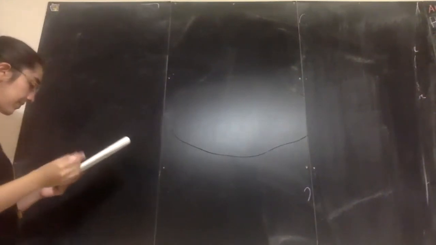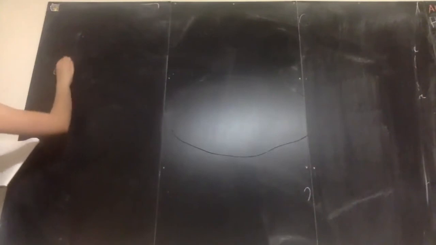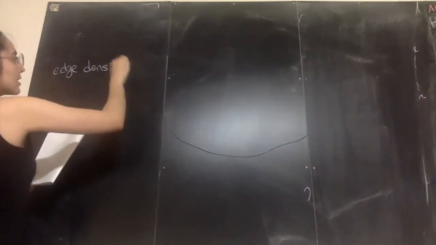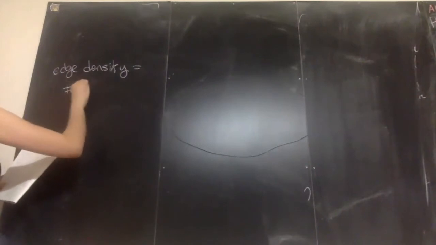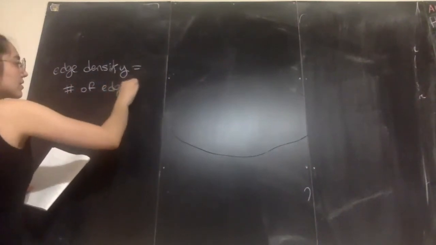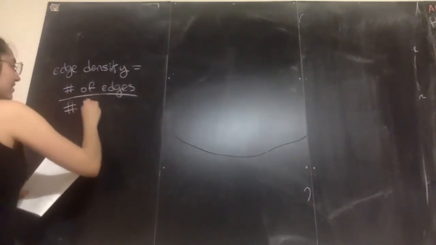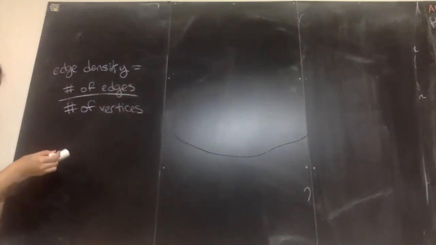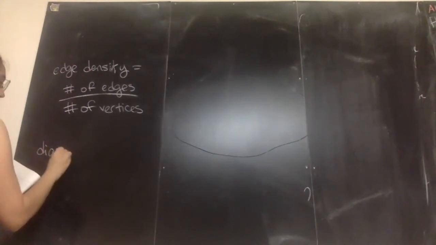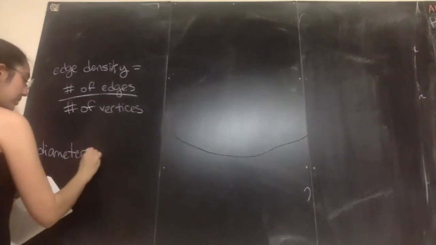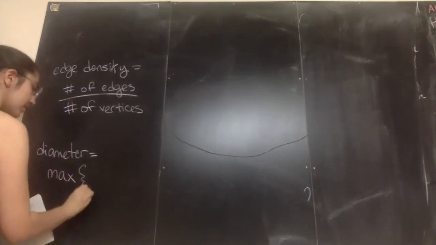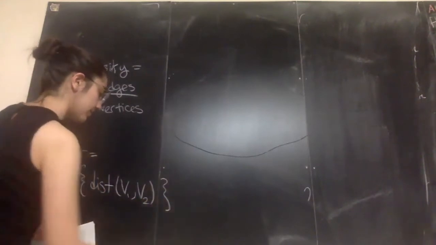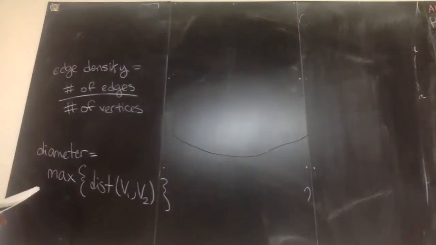So for example, the edge density is measured by the number of edges over the number of vertices, and the diameter is measured to be the maximum distance between any 2 vertices. So let's look at some examples.